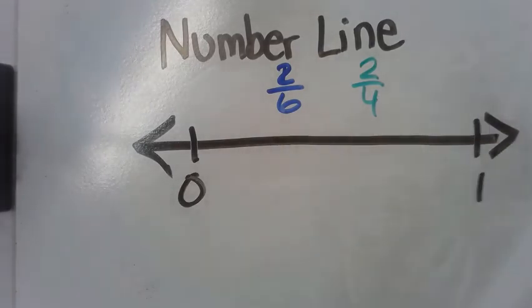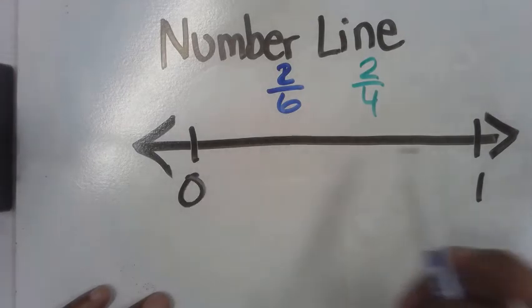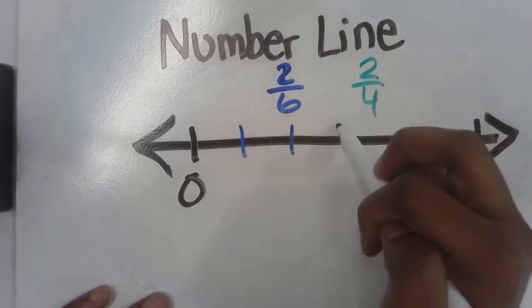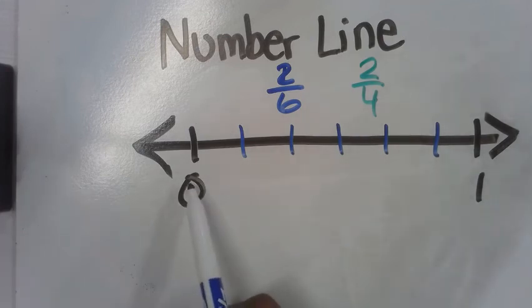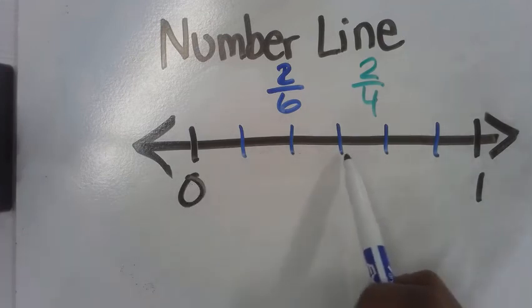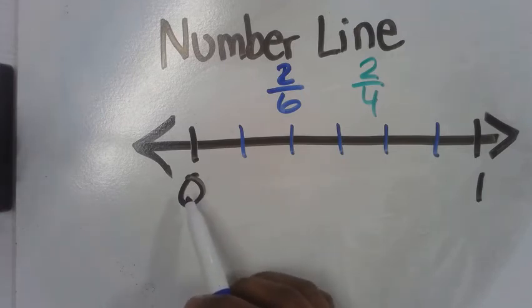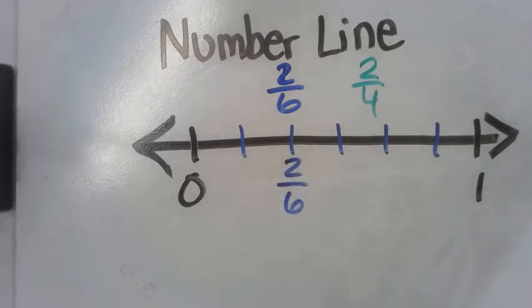All right, let's start with the blue fraction first. 2/6. That means I need 6 parts, 5 lines, as evenly spaced out as I can get them. Not perfect, but close, right? So let me count, make sure I have the correct amount of fractions. 0/6, 1/6, 2/6, 3/6, 4/6, 5/6, 6/6. I got it. So where would 2/6 be? 0/6, 1/6, 2/6. 2/6 would lie right there.